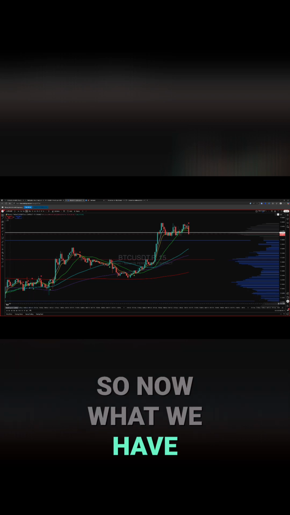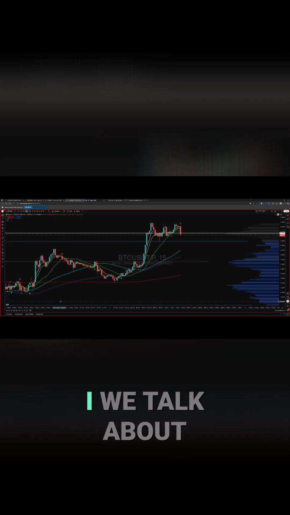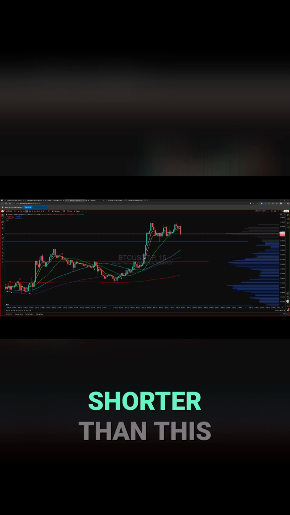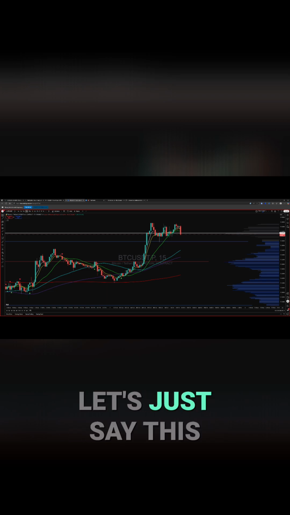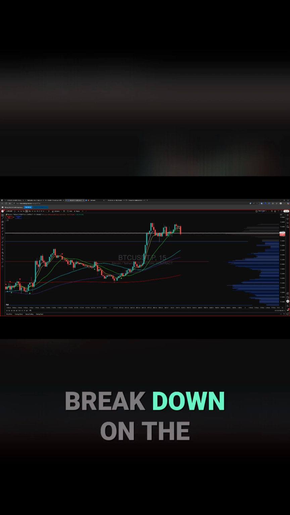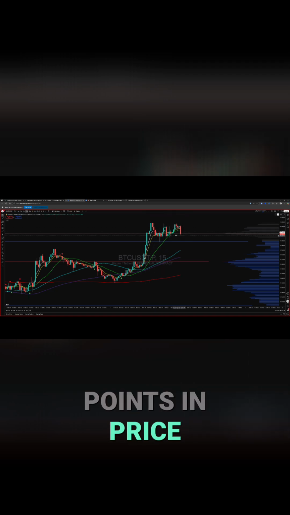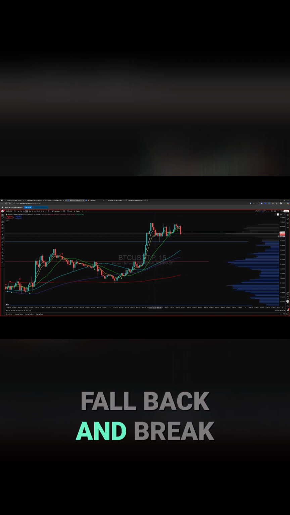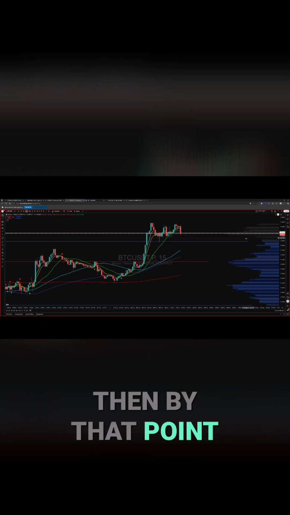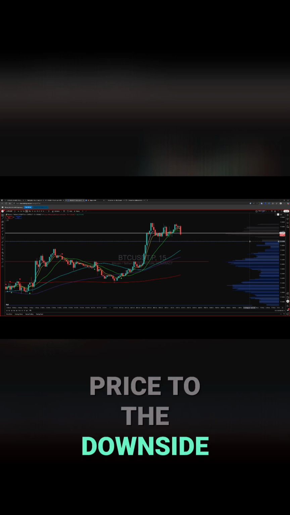So now that you see this 15-minute chart, and again, we talk about time frames all the time, and I know a lot of you trade on short time frames, shorter than this, but for our example, let's just say this is as short as you're going to get. Right? If this is to break down on the 15-minute chart, so, this is 2 equal points in price. What you're looking for is for price to fall back and break this structural level here. And then by that point, you're into a volume gap with draws for price to the downside.